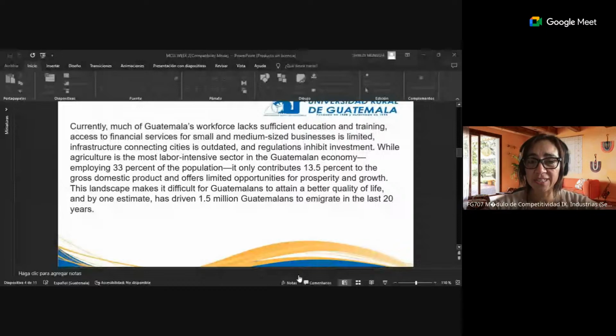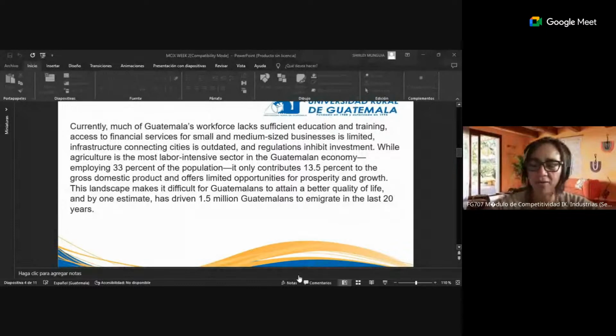And regulations inhibit investment, while agriculture is the most labor-intensive sector in the Guatemalan economy, employing 30% of the population. It only contributes 13.5% to the gross domestic product and offers limited opportunities for prosperity and growth. This landscape makes it difficult for Guatemalans to attain a better quality of life. So living here in Guatemala is not that easy, but it's not that bad also.